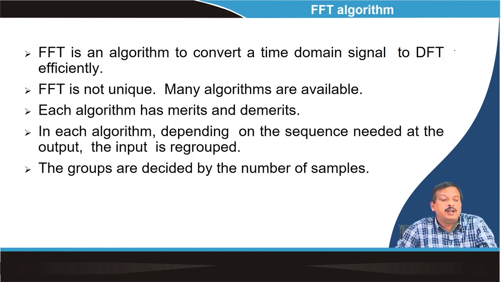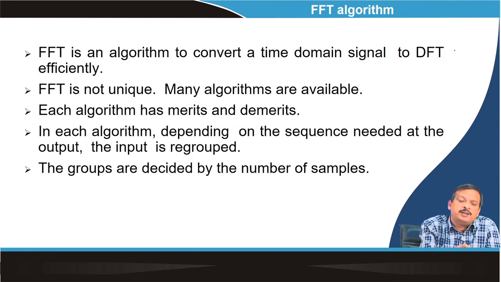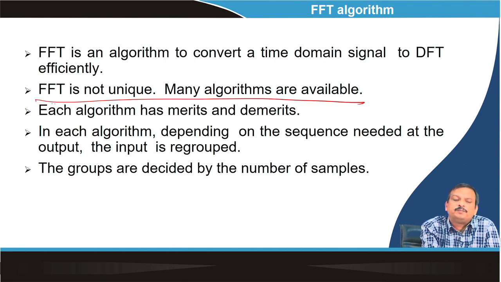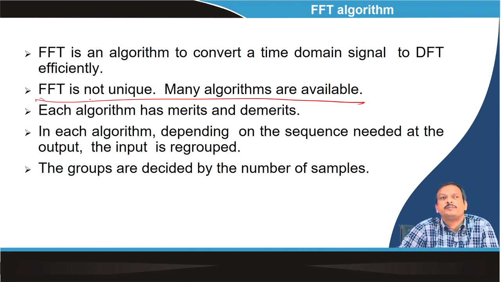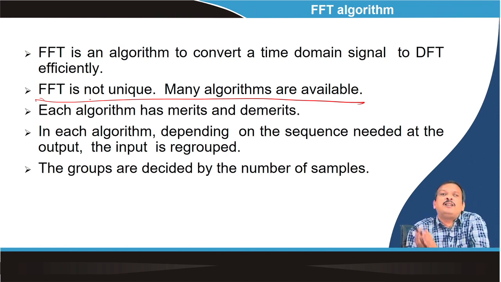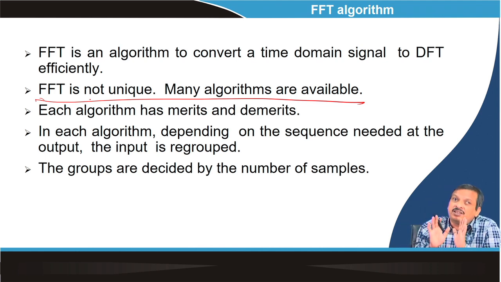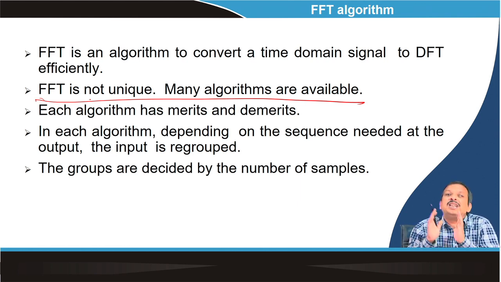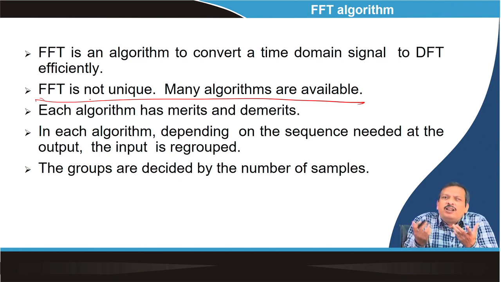If you see, the FFT is not unique, many algorithms are available. FFT is not a transform, it is a fast Fourier transform algorithm. It is an algorithm to efficiently compute the discrete Fourier transform. The discrete Fourier transform is a transform. The fast Fourier transform is an algorithm to implement the discrete Fourier transform in an efficient manner. Then the algorithm may not be unique.